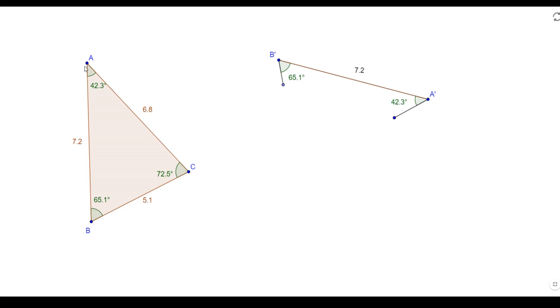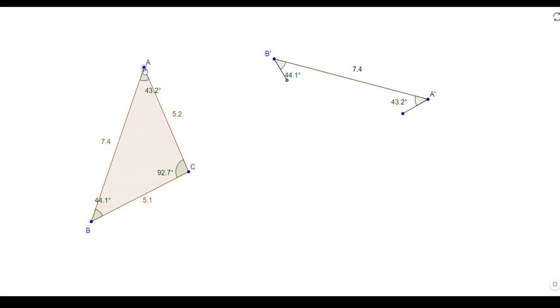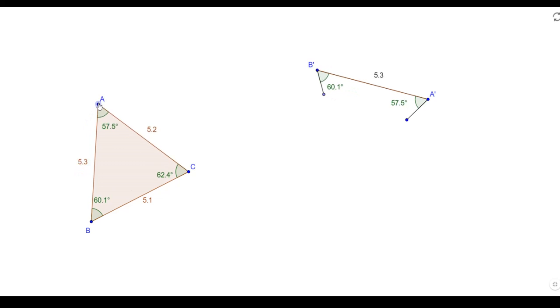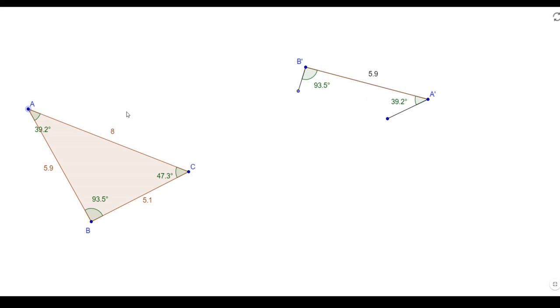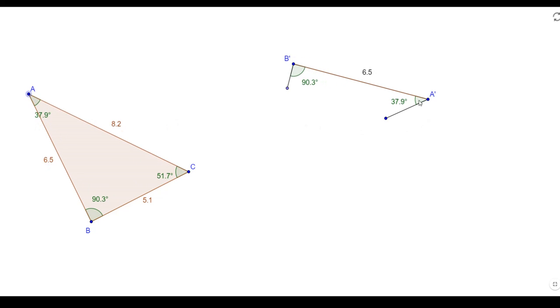Now watch what happens here when I take point A and I drag it around. Notice how it's changing the angle measures and the side measures, and the incomplete triangle over here is copying it, right? So here, if I stop right here, angle A is 37.9, A prime 37.9, B is 90.3, B prime is 90.3, and AB is 6.5, and A prime B prime is 6.5. Now what I want to do here is extend these two incomplete sides of this triangle until they intersect so I can get the remaining two sides of the triangle and see what happens.